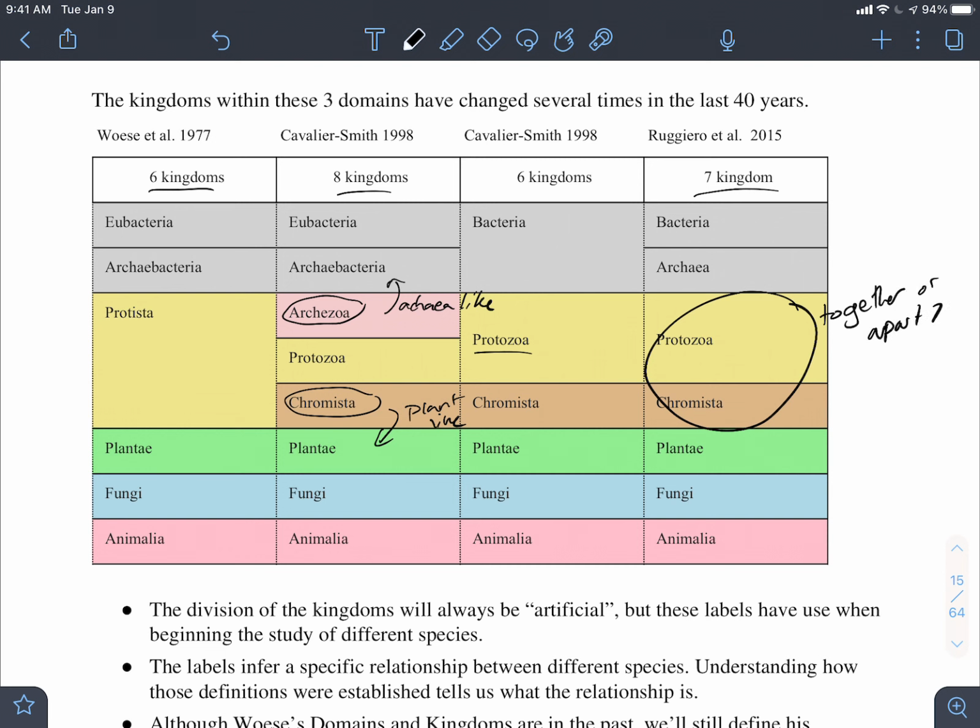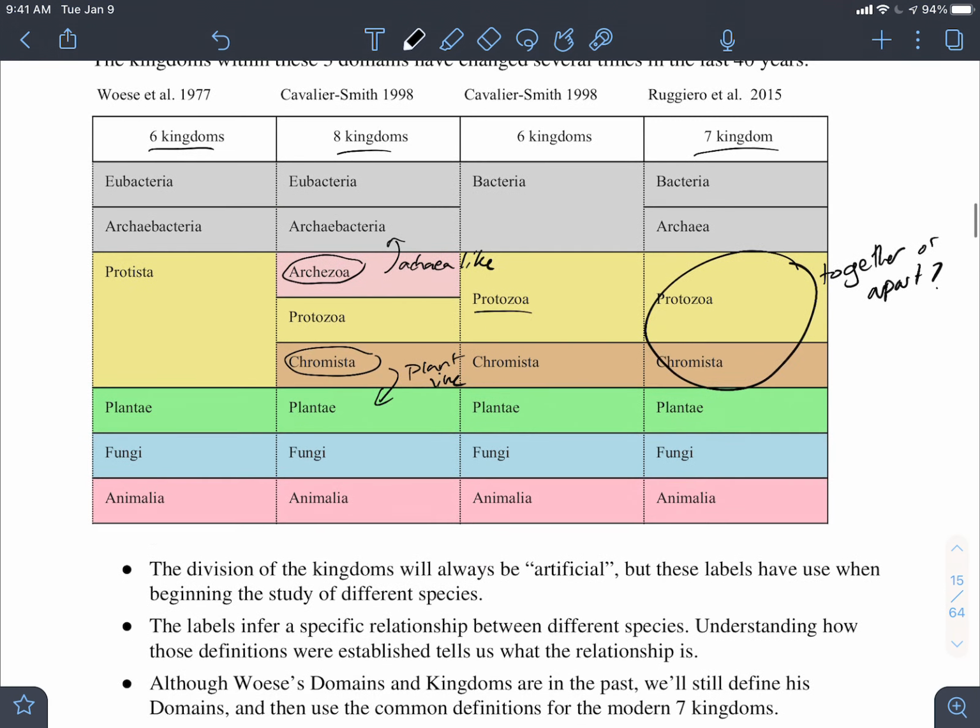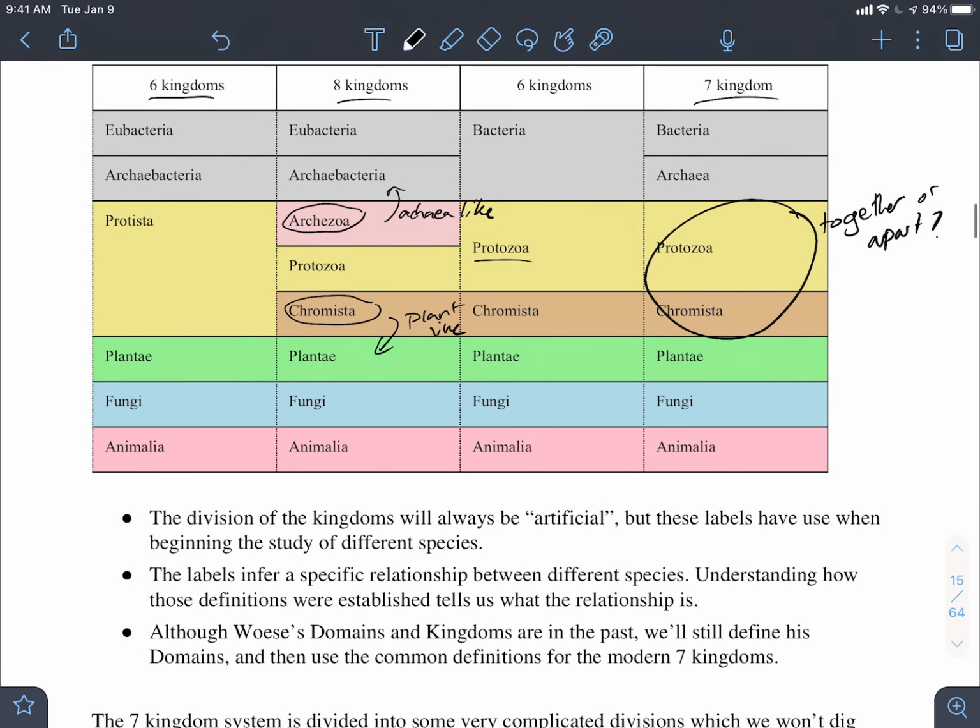Apart. So I'm not sure which way to go on that one, but they are similar but different. We'll talk about those in a bit. So the 7 kingdoms is coming up in this booklet in this unit. We're going to go through these 7 kingdoms that are demonstrated here on the right. These are going to be our 7 kingdoms.